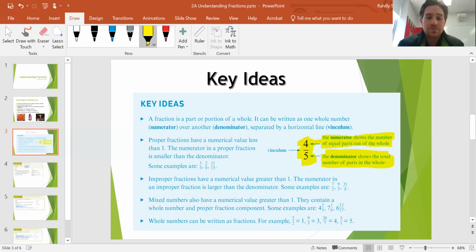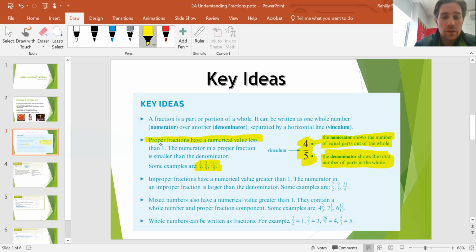Proper fractions have a numerical value less than 1. The numerator in a proper fraction is smaller than the denominator. Okay, you can see these examples here. They're all proper fractions because our numerator is less than our denominator. That means that 3/5, 2/9, 11/15, they are actually all less than 1. Okay, so they are less than 1 whole. Proper fractions have numerical value less than 1.